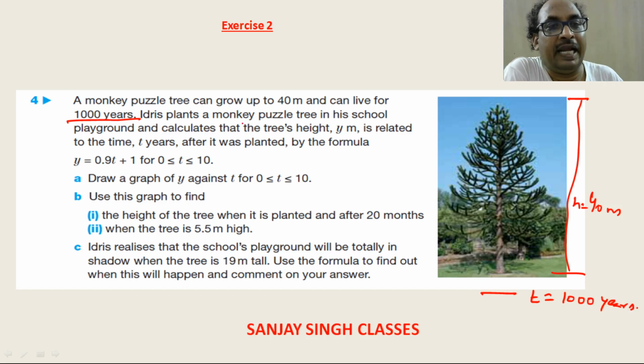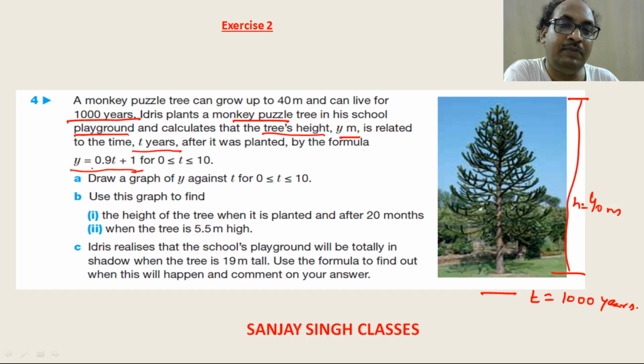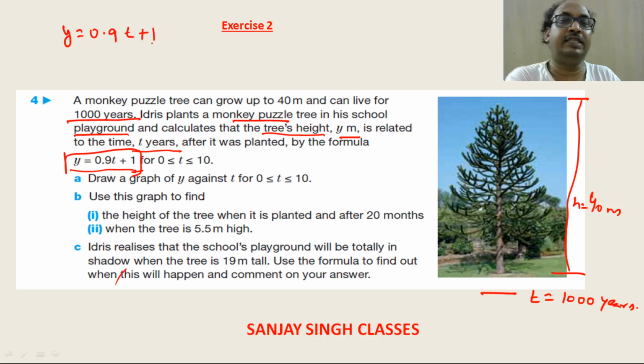Now Idris plants a monkey puzzle tree in his school playground and calculates that the tree's height, that is y meter, is related to the time t years after it was planted by the formula. So the growth of the plant with years or time is given by the formula y is equal to 0.9t plus 1, where t is in years, and t is given to us between 0 to 10. Means you can say up to 10 years.